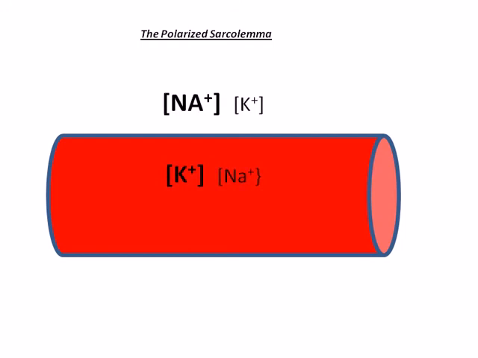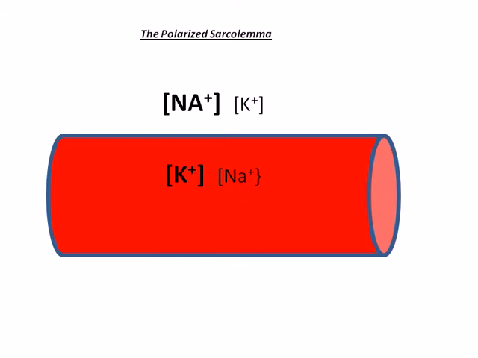Sodium ions are present at higher concentrations outside of the muscle cell as compared to intracellularly. This is because at rest, the muscle cell is relatively impermeable to sodium. Sodium ions are unable to diffuse into the muscle cell.